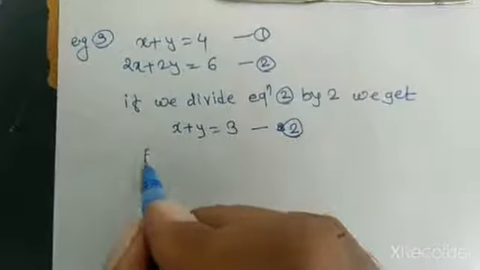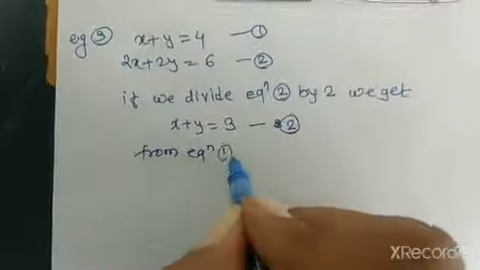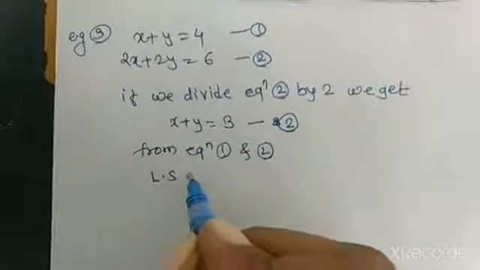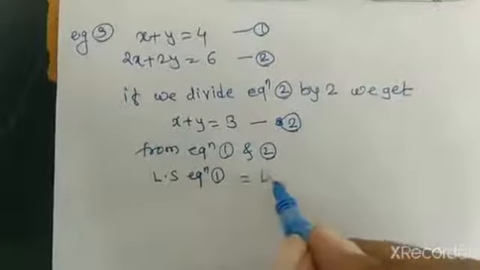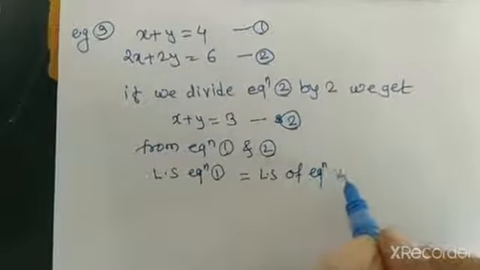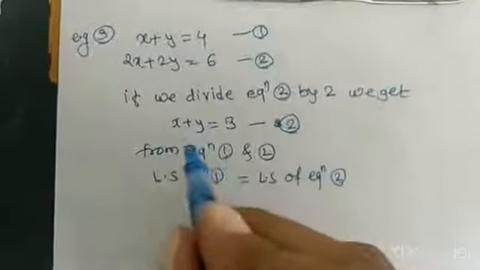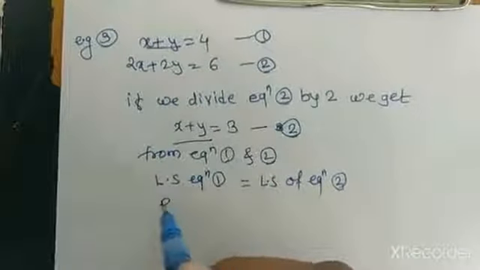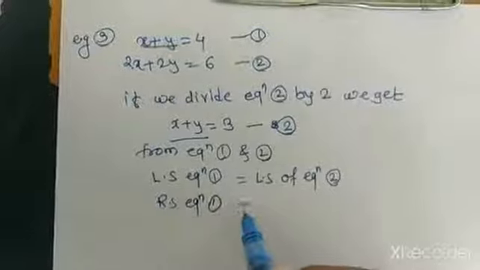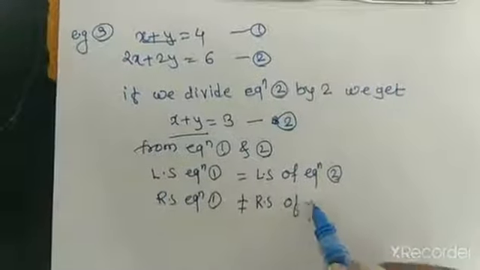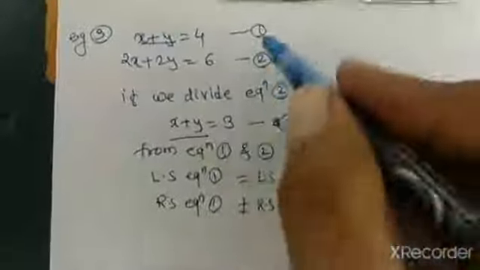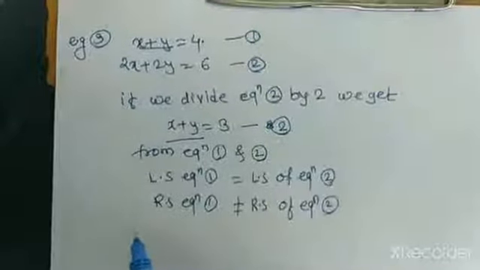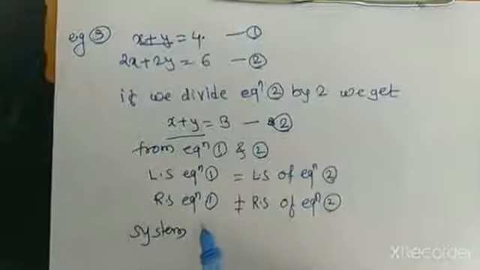Now from equation 1 and 2, the left side of equation 1 is equal to the left side of equation 2. This is x plus y, here also it is x plus y. But the right side of equation 1 is not equal to the right side of equation 2, because this right side is 4 and this right side is 3. So this type of system does not have a solution.